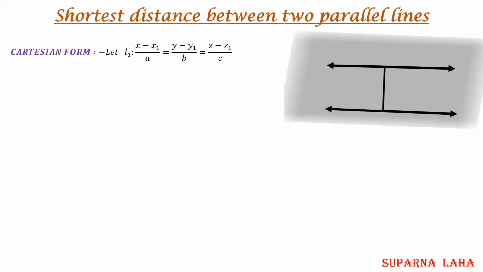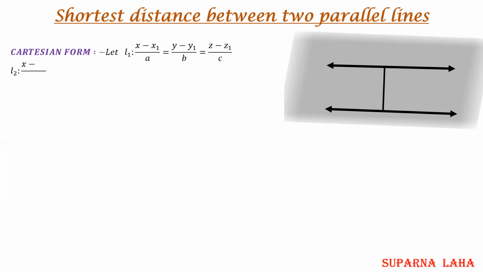What you can do, you can choose one of the forms and transfer. If you choose the Cartesian form, you can transfer the Cartesian form into the vector form. Or you can choose the vector form and transfer it into the Cartesian form. No need to remember both formulas in a different manner. If you know the formula for the Cartesian form, you can easily remember the vector form, and if you know the vector form, you can easily convert it into the Cartesian form.